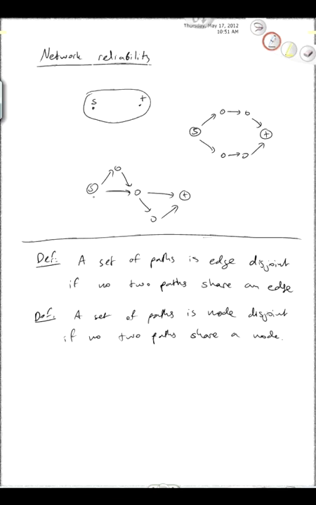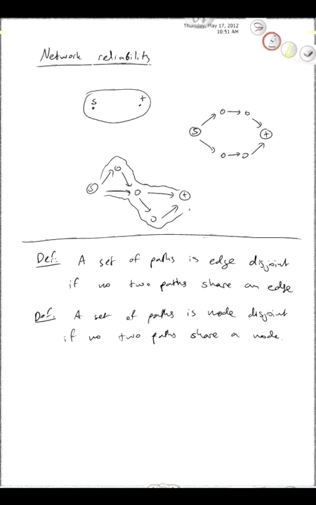So in this graph, there's only one node disjoint path maximum that we can find from S to T. There aren't two paths here that are node disjoint. But in this graph, there are two paths that are node disjoint. On this graph here, there are two paths that are edge disjoint, for example, this path right here and this path right here. They're not node disjoint, but they are edge disjoint.